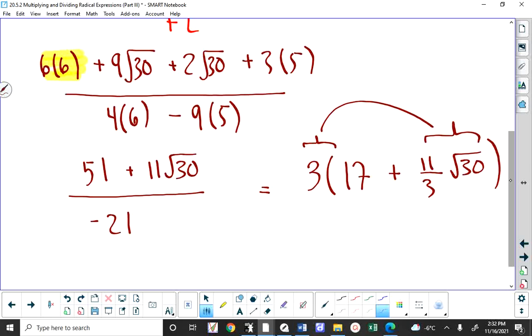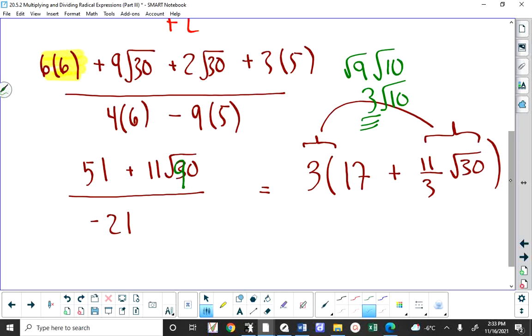Now, if this was root 90, then I could write it as root 9 root 10, which is 3 root 10. Then that 3 has been freed from the radical. But it would have to be something squared inside of the radical. Does that make sense? Okay.